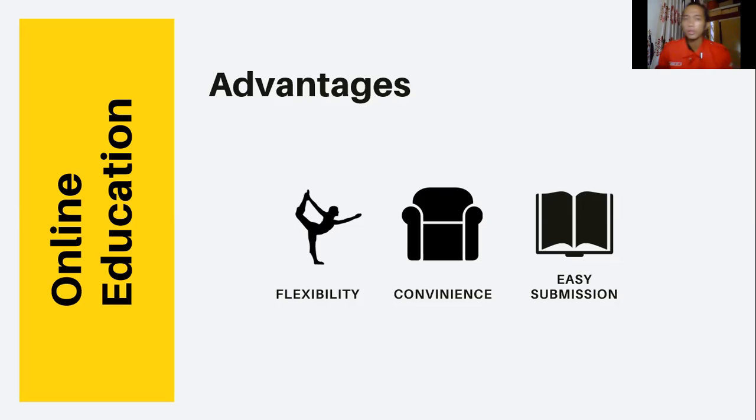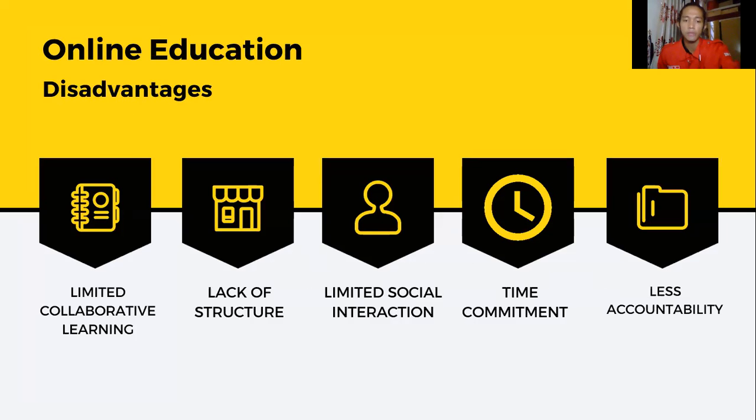After knowing the advantages, we are talking about the disadvantages. We have five disadvantages: limited collaborative learning, lack of structure, limited social interaction, time commitment, and less accountability. Limited collaborative learning means that online students find it difficult to engage in a deep conversation with other students or the teacher that will lead to another idea. Of course, this means it is difficult to brainstorm in online education.